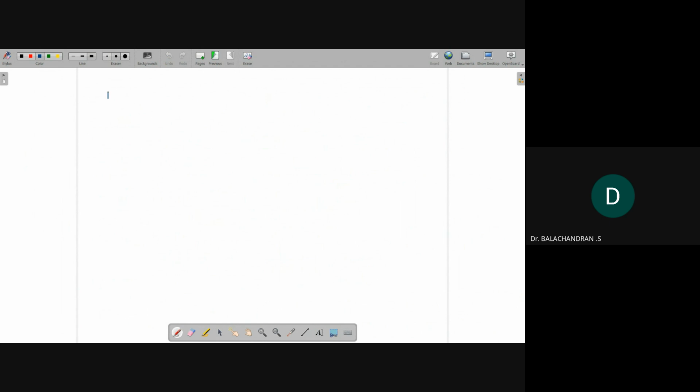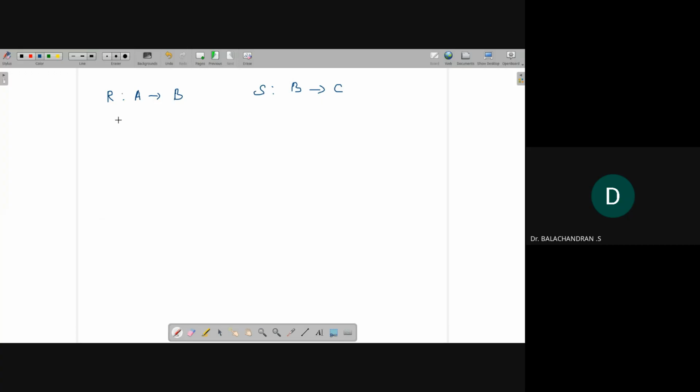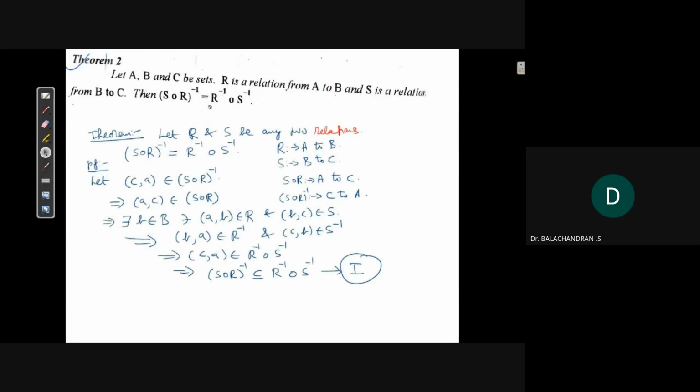R is a relation from A to B. S is a relation from B to C. Then I need to prove that (S composition R) whole inverse is equal to R inverse composition S inverse.